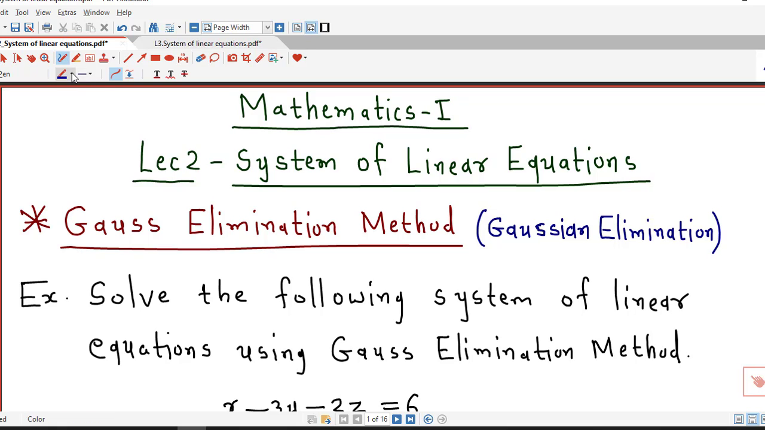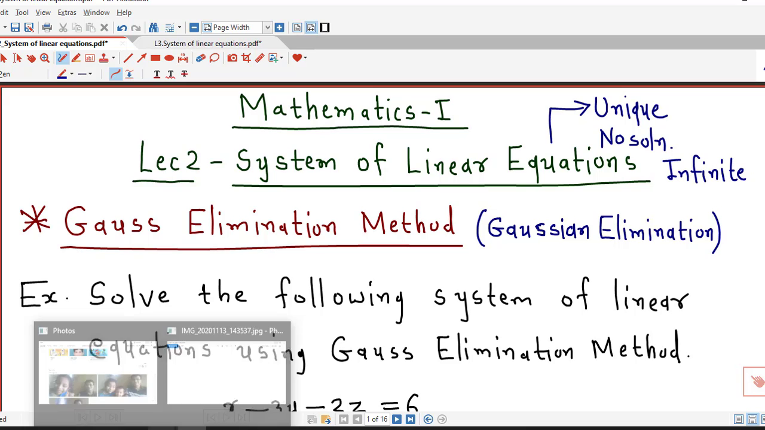In the previous lecture we discussed what a system of linear equations is, and we saw that for every system of linear equations there are three types of solutions. Either the solution of the system is unique, or the system has no solution, or the system has an infinite number of solutions.